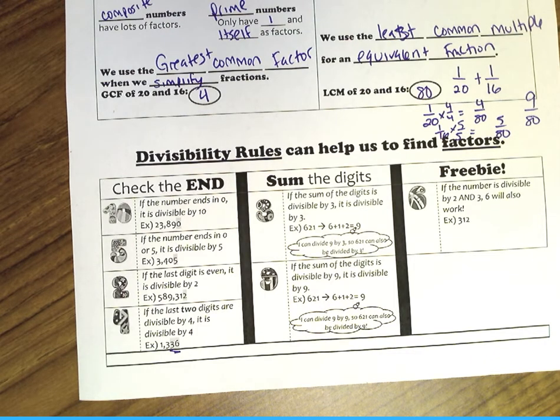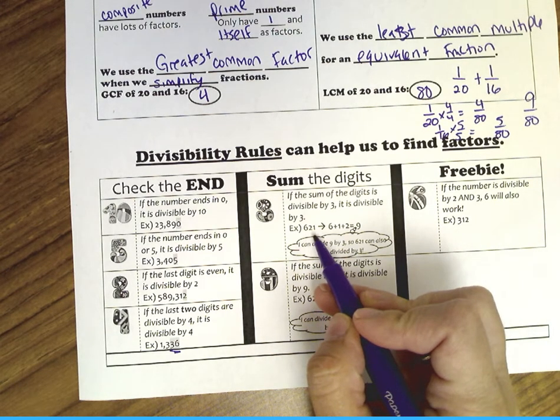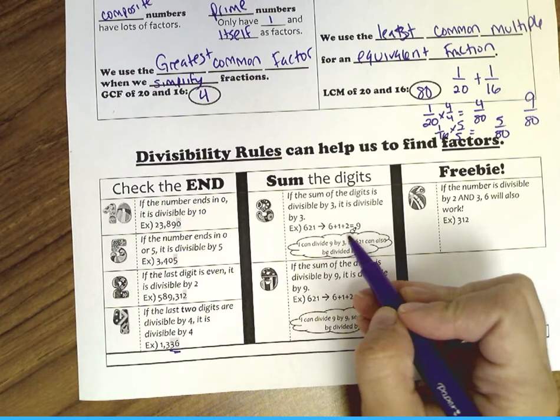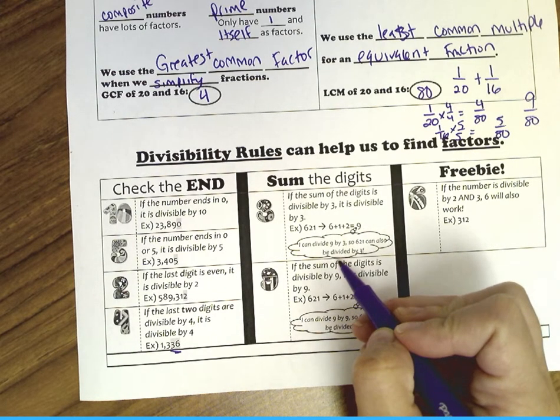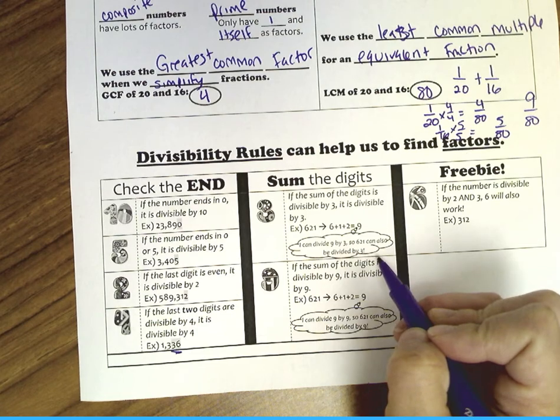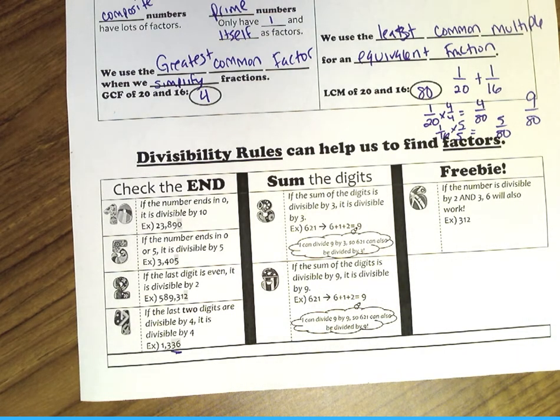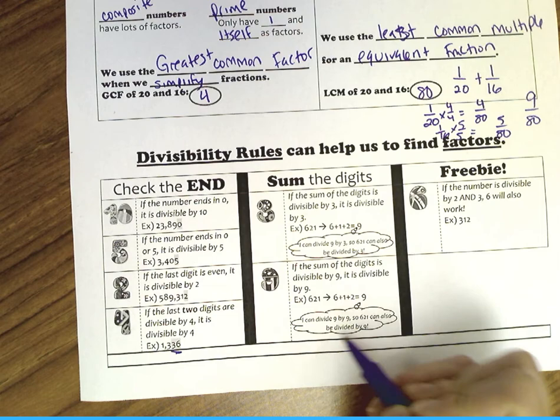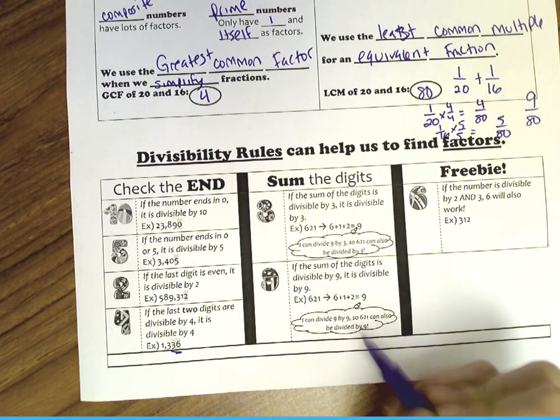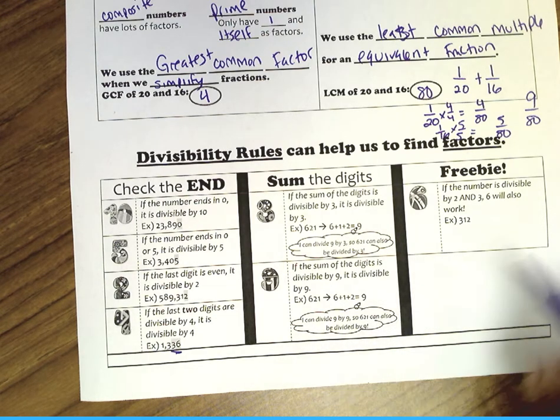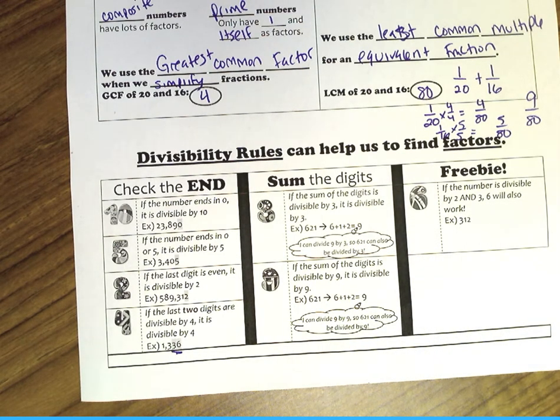If the sum of the digits is divisible by 3, it's divisible by 3. So for example, 621, I add 6 plus 1 plus 2, I get 9. I can divide 9 by 3, so 621 is also divisible by 3. If the sum of the digits is divisible by 9, the whole thing is divisible by 9. So again, 621, you added it up, you get 9. The whole thing is divisible by 9. I have our third section here, freebie. If it's divisible by 2 and 3, 6 will also work. It will also be divisible by 6.